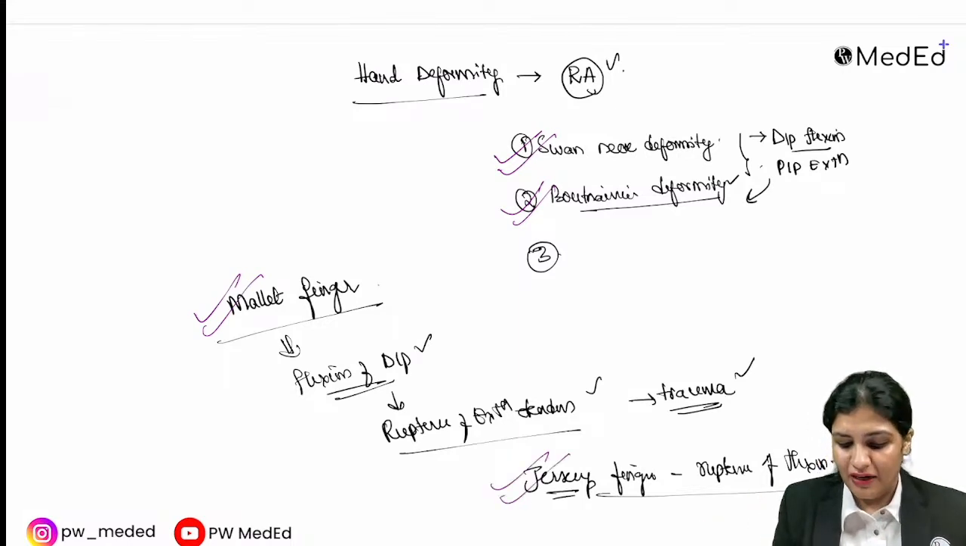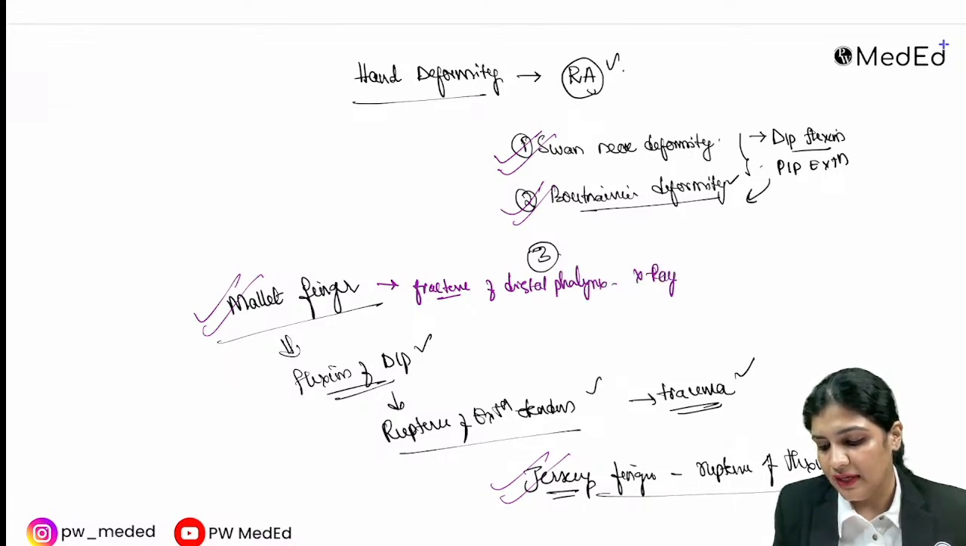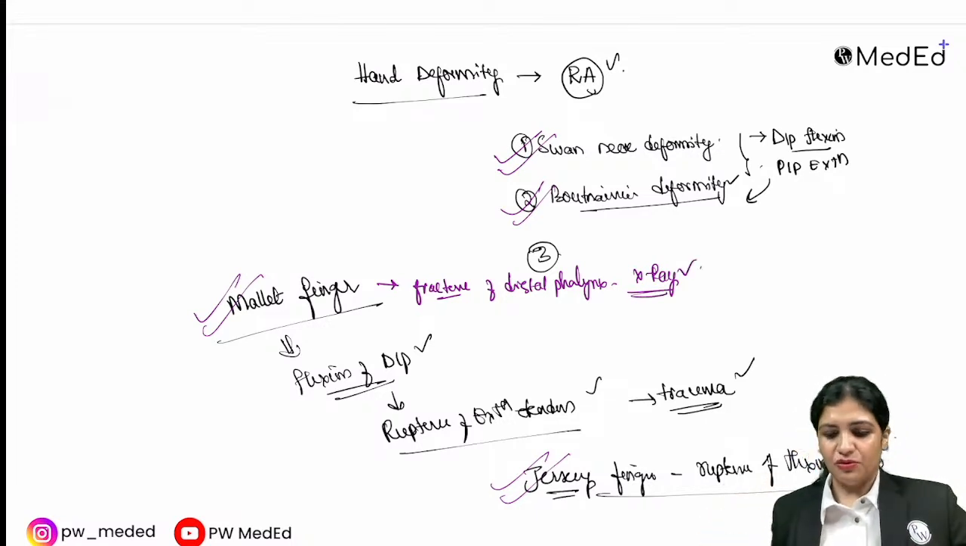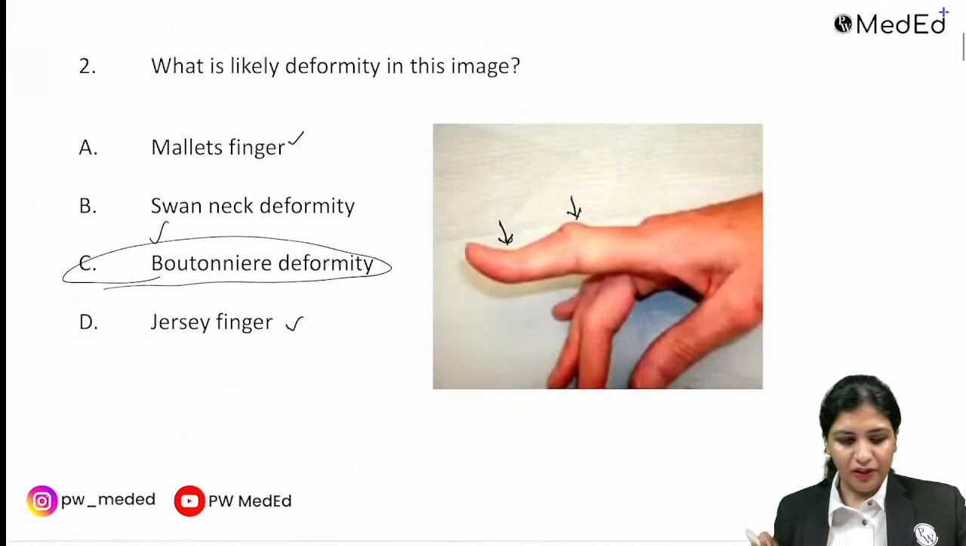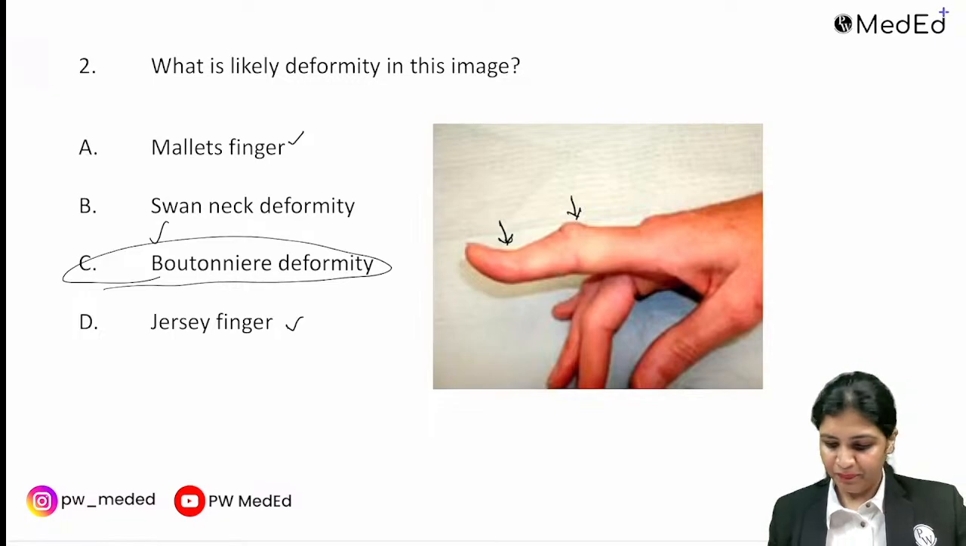Sometimes this mallet finger will be associated with a fracture of the distal phalanx, so you have to confirm this on the X-ray, right? Sometimes there would be only a tendon rupture, right? So this is about the hand deformities. So here the answer would be the Bottinier's deformity. Many of them have answered correct.